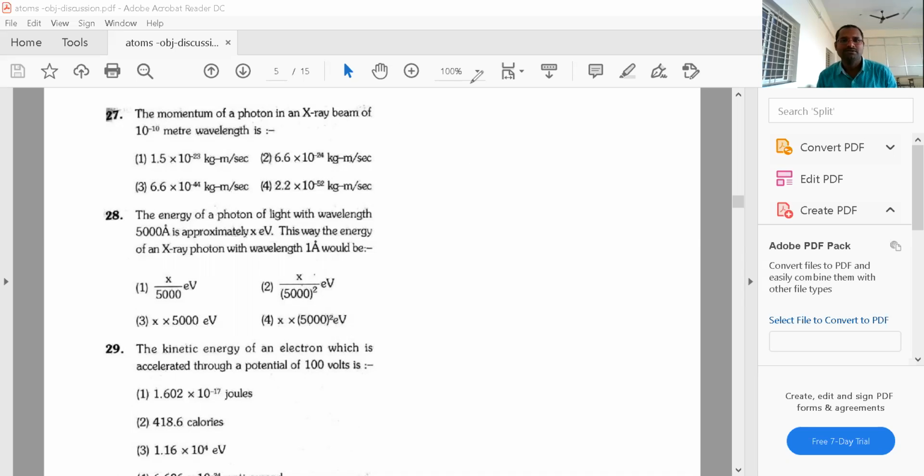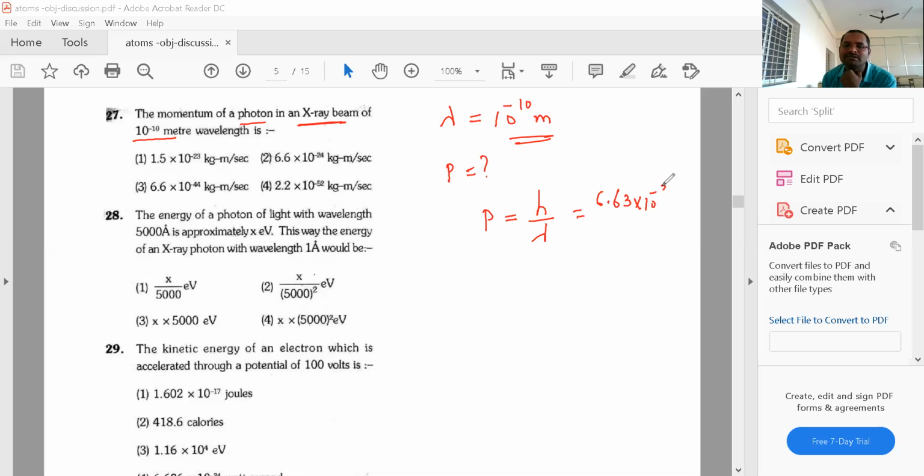Next, question number 27. The momentum of a photon in an X-ray beam of 10 to the power of minus 10 meter wavelength. Means the wavelength given is 10 to the power of minus 10 meters. What is the momentum of the photon? According to de Broglie, momentum of a photon p is equal to h by lambda. We know h is equal to 6.63 into 10 to the power of minus 34 joule second, upon lambda, given as 10 to the power of minus 10 meters.